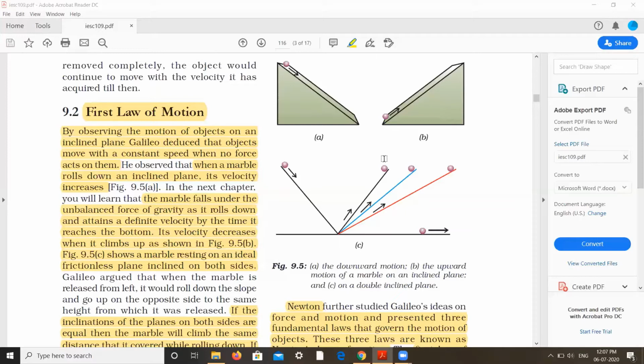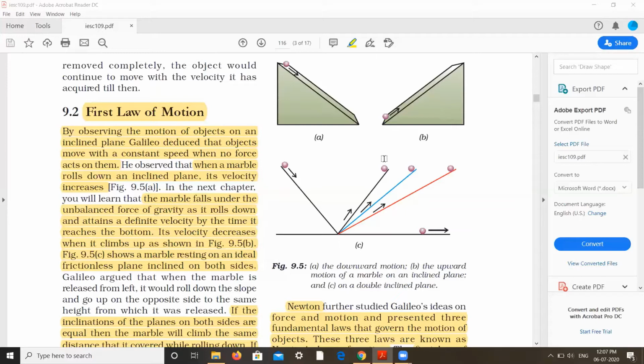There is also the concept of gravity, which is an opposing force acting in the upward direction. It rolls down and attains a definite velocity by the time it reaches the bottom. Its velocity decreases when it climbs up, as shown in figure 9.5b. Figure 9.5c shows the marble resting on an ideal frictionless plane inclined on both sides.